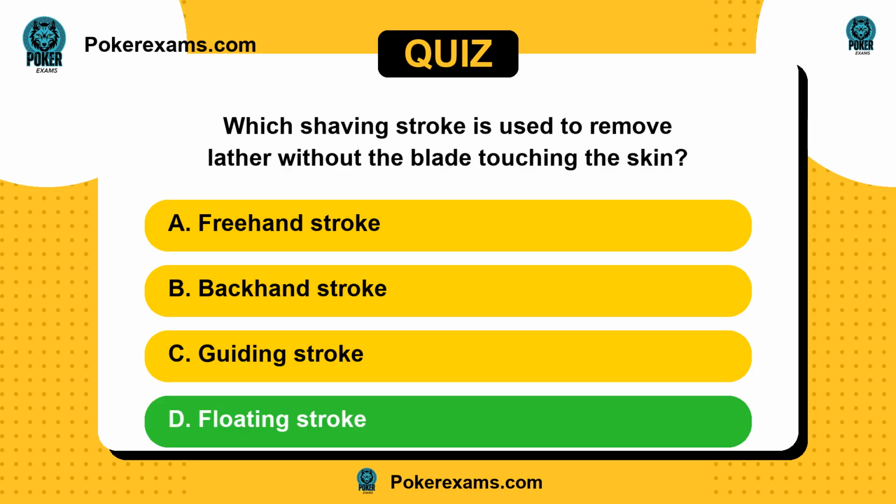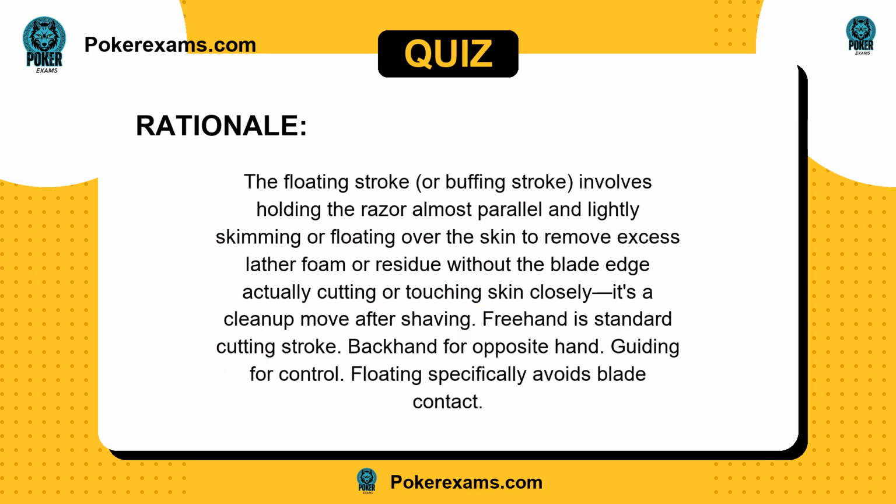The answer is D. The floating stroke, or buffing stroke, involves holding the razor almost parallel and lightly skimming or floating over the skin to remove excess lather, foam, or residue without the blade edge actually cutting or touching the skin closely. It's a cleanup move after shaving. Freehand is the standard cutting stroke. Backhand is for the opposite hand. Guiding is for control. Floating specifically avoids blade contact.